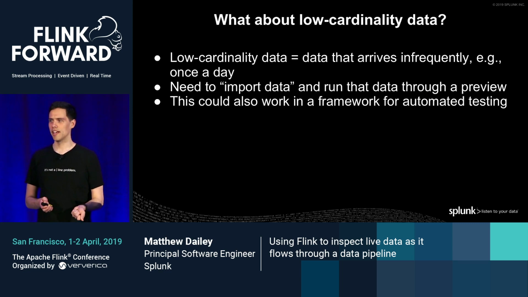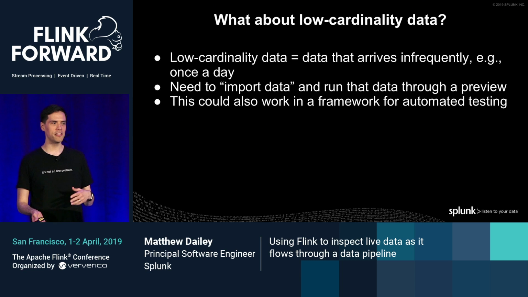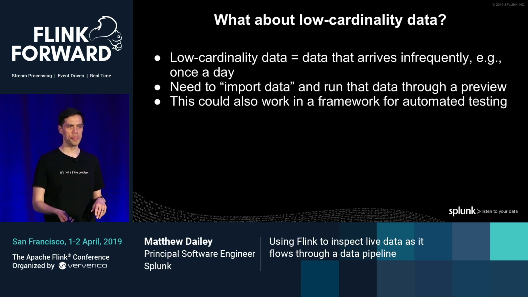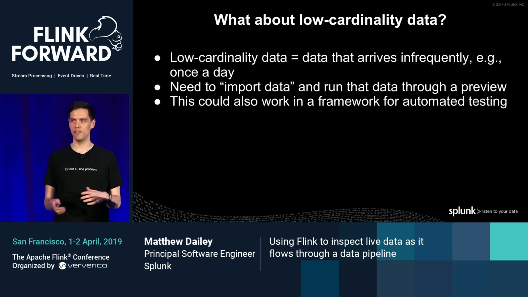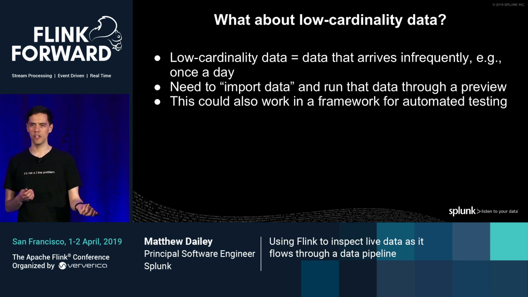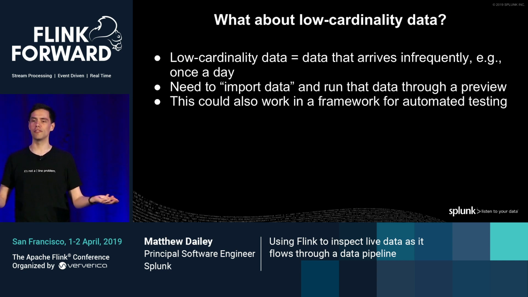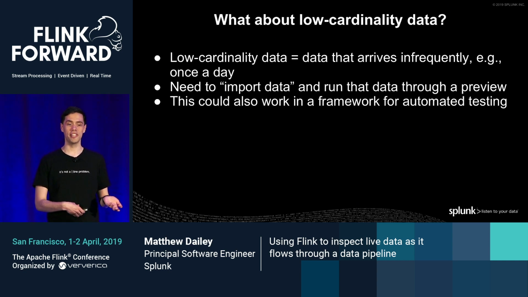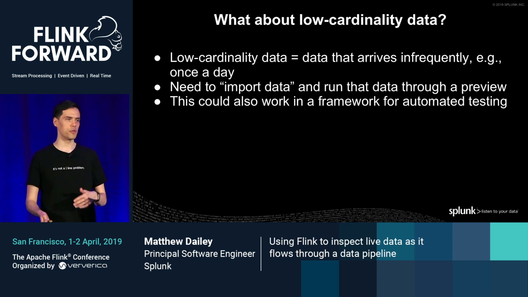Another question we get asked a lot is, what about low cardinality data? So low cardinality data really just means data that arrives pretty infrequently. So once an hour, once a day, something like that. If you're running your preview, chances are you're only going to be running it for a few minutes. Data will flow in, you'll get your 100 records for each of your functions inside of your pipeline, and then you'll say, okay, and stop it. And then if you're looking for this kind of infrequent data, it'll never show up, or it'll show up if you get really lucky.